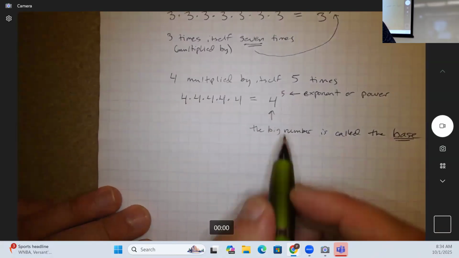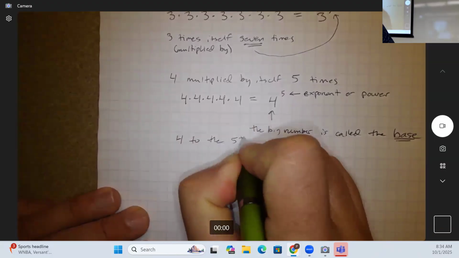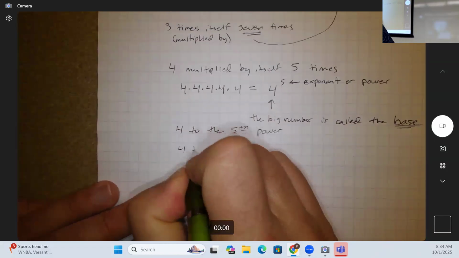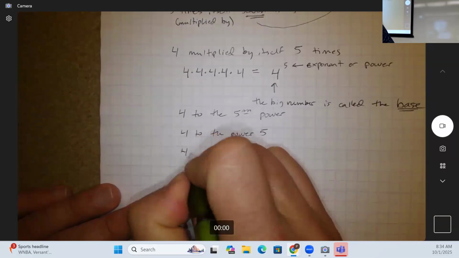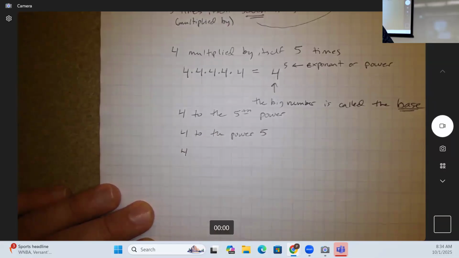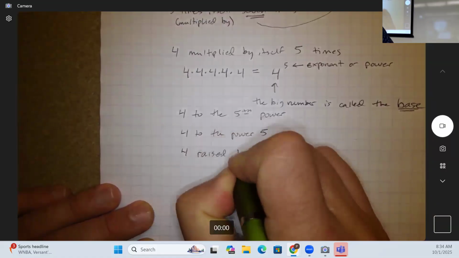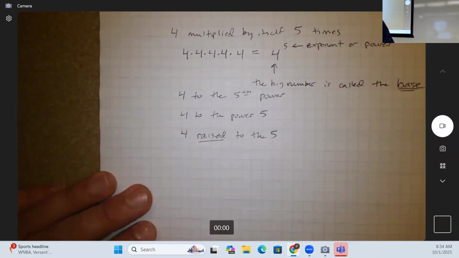And I can put this in words a lot of different ways. I could say 4 to the 5th power, or 4 to the power 5. There's not really a word like squared or cubed for 5. Or 4 raised to the 5, or raised to the 5th power. So if you see raised, think exponent.